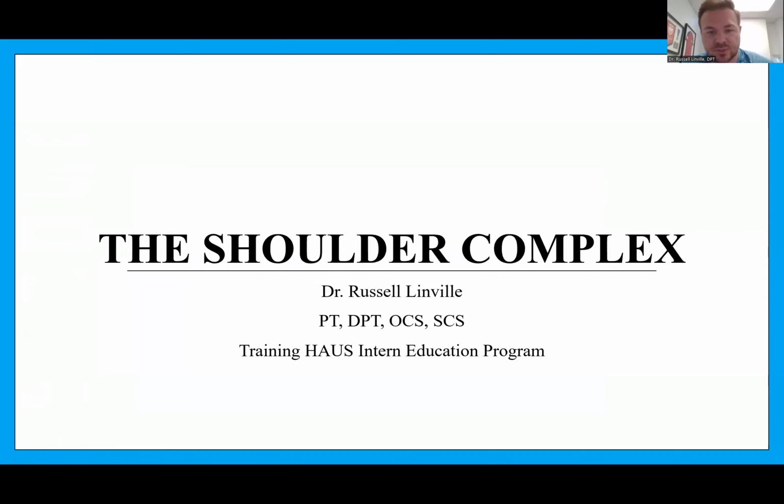I'm a physical therapist here at Training House, and this is the shoulder complex. And we'll be going over today. We'll get into the objectives and things like that to talk about the shoulder. Give you the basic overview here of anatomy, kinesiology, musculature, ligaments, neurovascular structures, etc.